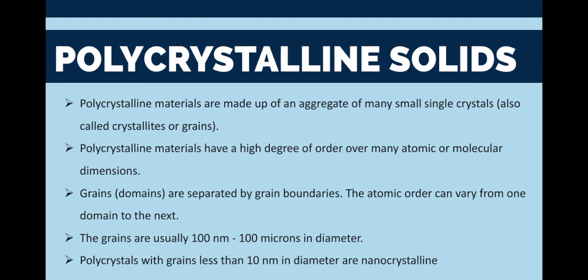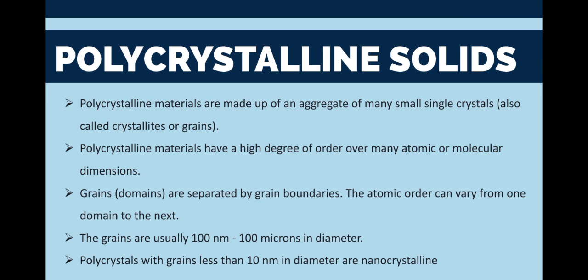Okay, so on the next one, the grains are usually 100 nm to 100 microns in diameter. Polycrystalline materials with grains smaller than 10 nanometers in diameter are classified as nanocrystalline. Nanocrystalline materials exhibit unique properties resulting from the ultrafine grain size, including enhanced strength, improved hardness, and increased thermal stability. The nanoscale dimensions of grains in nanocrystalline polycrystals offer opportunities for advanced materials with novel properties for various technological advancements and applications.